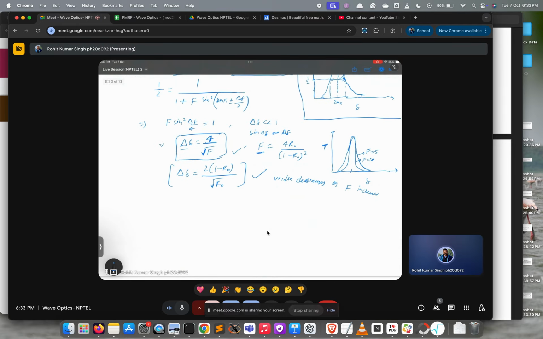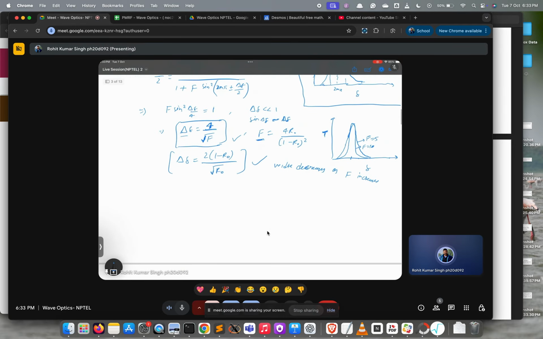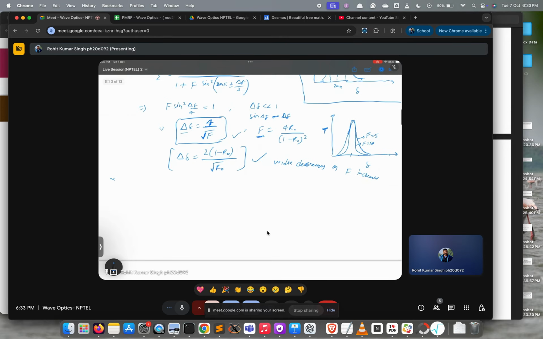So now we can move on to our favorite Fabry-Perot interferometer. The Fabry-Perot interferometer is basically an extension of something called the Fabry-Perot etalon. So what is this device?